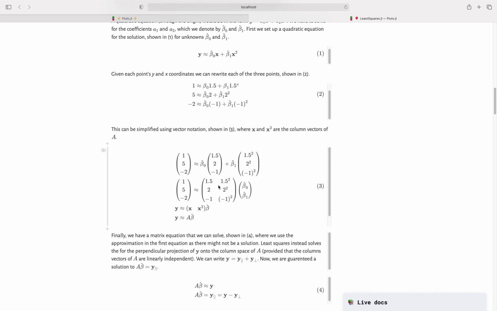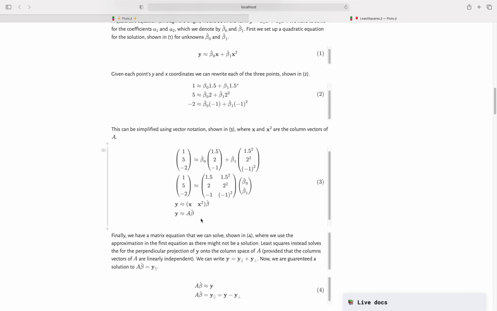And if I write this as a matrix, vector y is going to equal these two column vectors, x and x squared, which we see here in the third line, times a vector containing the elements beta sub 0 and beta sub 1. So in the end, I'm going to have a very neat way of writing it. My vector y is going to be approximately equal to some matrix A times a vector beta.